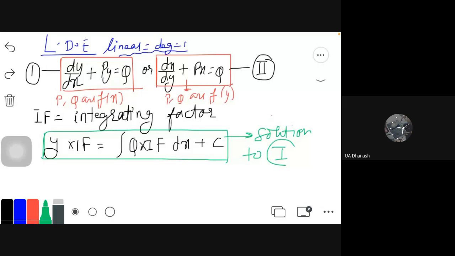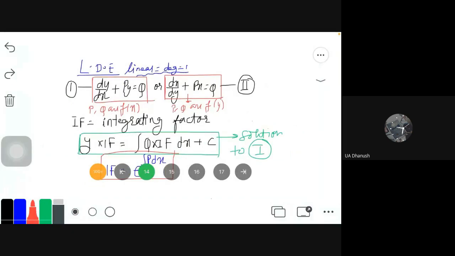So how do you find the integrating factor? For that also you have the formula. Integrating factor is given as e raised to integration of p dx. So this is for the first type.